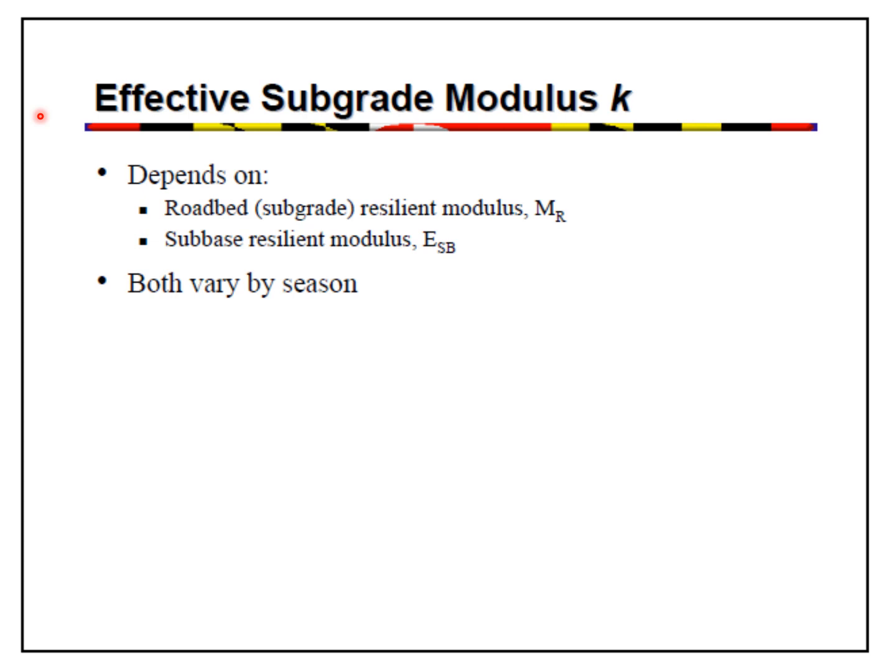Effective subgrade modulus K depends upon the roadbed subgrade resilient modulus M sub R and subbase resilient modulus ESB. Both vary by season, you know. Subbase resilient modulus ESB, or you can say the modulus of elasticity of subbase.